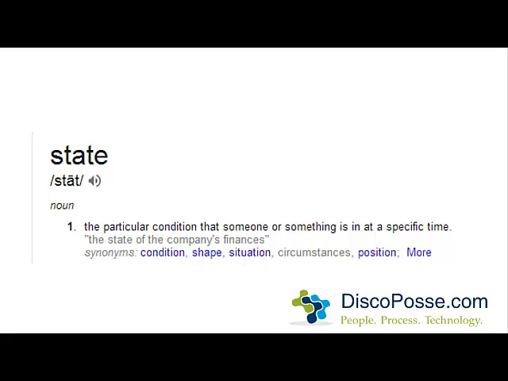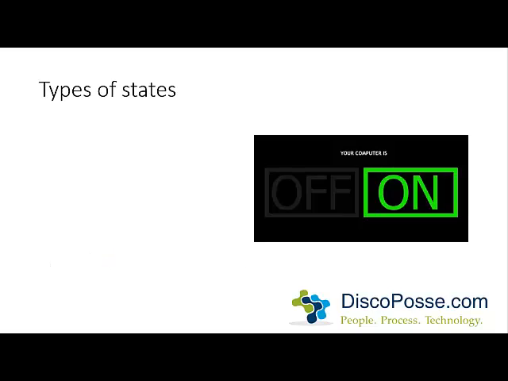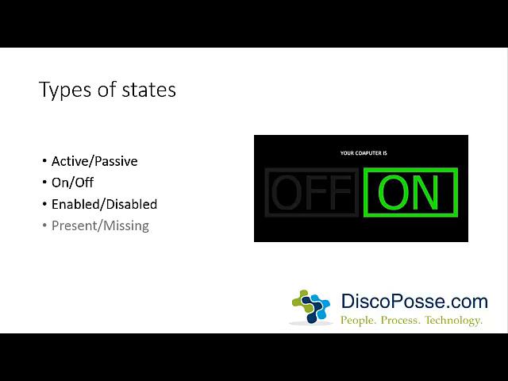In this case, the state that we're dealing with is talking about a condition. In this case, it's the particular condition that someone or something is in at a specific time. So what we're going to talk about is, if something has a state, what is that state at that moment? Types of states that we deal with are pretty simple to understand if you think about it that way. There's active, passive, there's on or off, probably one of the most obvious ones, right? Enabled, disabled, present, or missing.